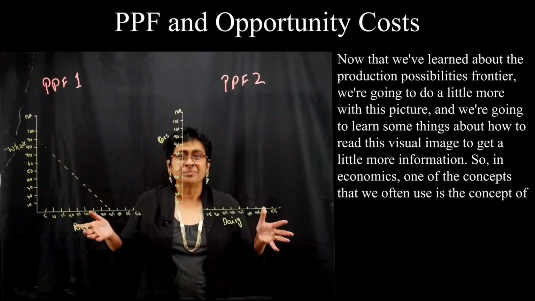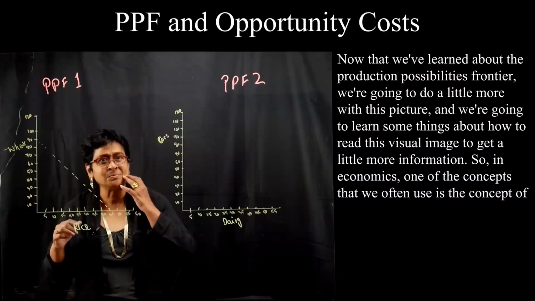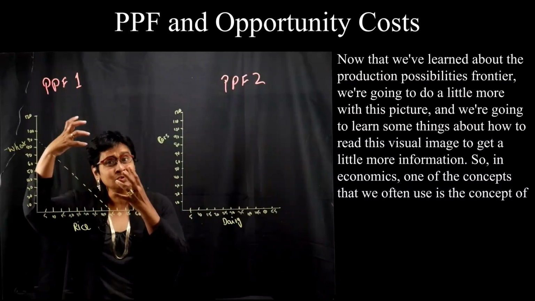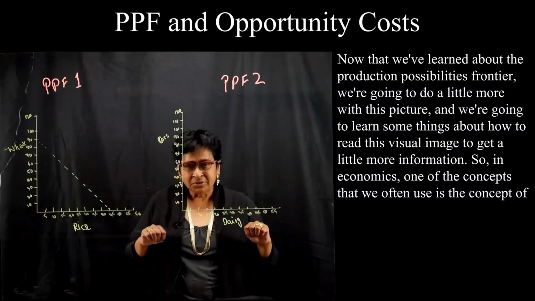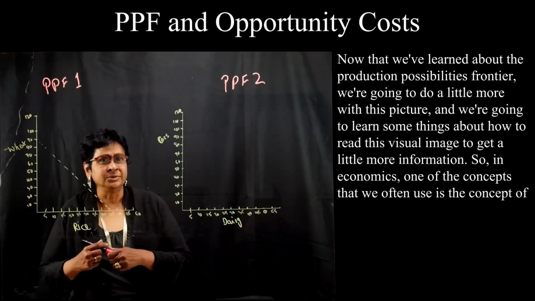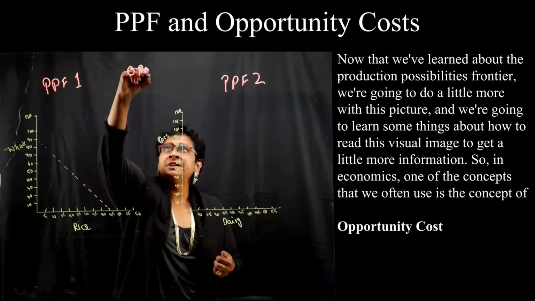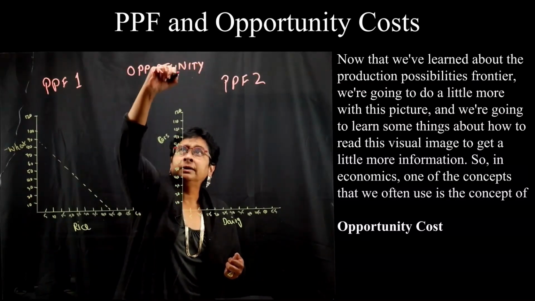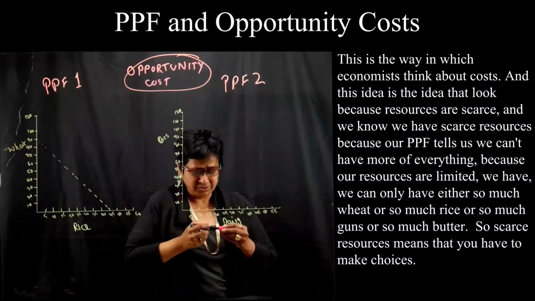Now that we've learned about the production possibilities frontier, we're going to do a little more with this picture, and we're going to learn some things about how to read this visual image to get a little more information. So in economics, one of the concepts that we often use is the concept of opportunity cost. This is the way in which economists think about costs.